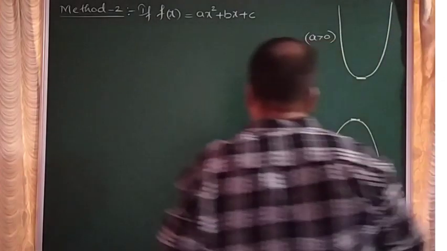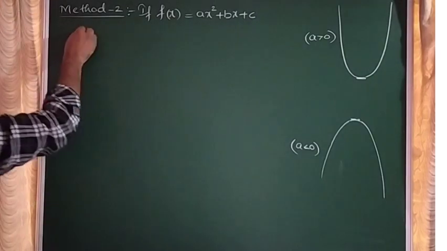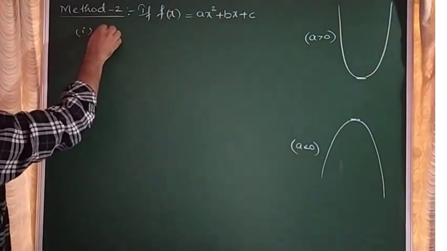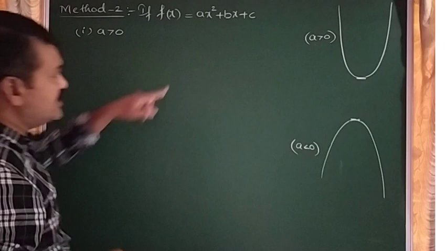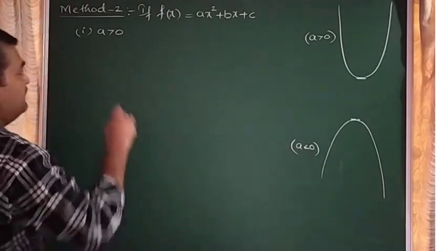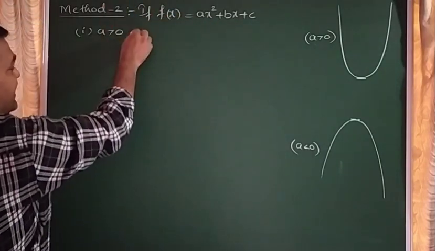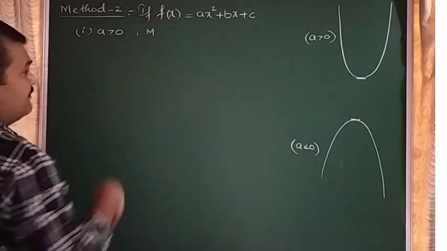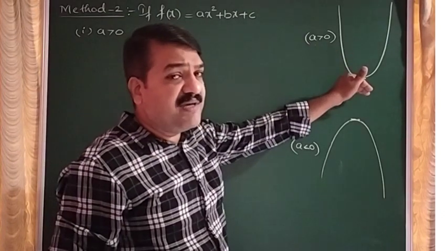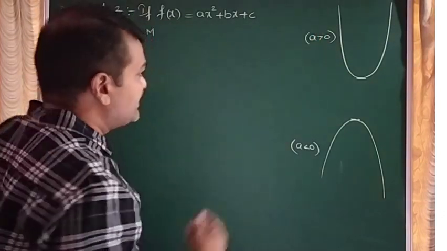So depending on these two cases, whenever you have a greater than 0 in this quadratic expression, then you will have the least value but not the maximum value.